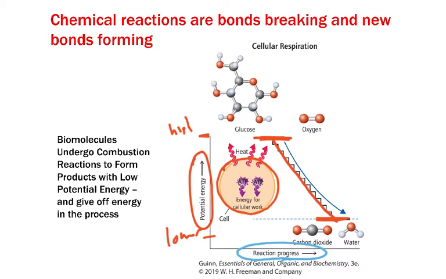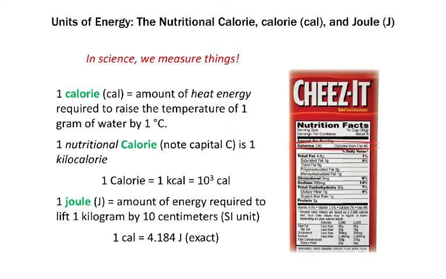So if we're talking about energy, we want to be able to quantify energy. We want to be able to measure energy. We need to talk about units, right? We want to measure things in science, and so we always need units. So we're going to talk about units of energy, and there are three, basically two, but the third one is derived from one. So if we want to measure energy, the basic one way is to talk about a calorie, right?